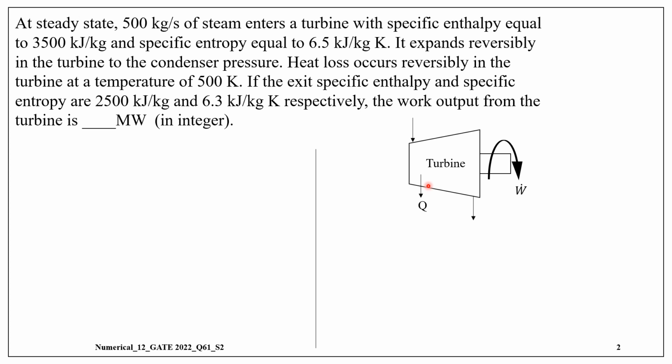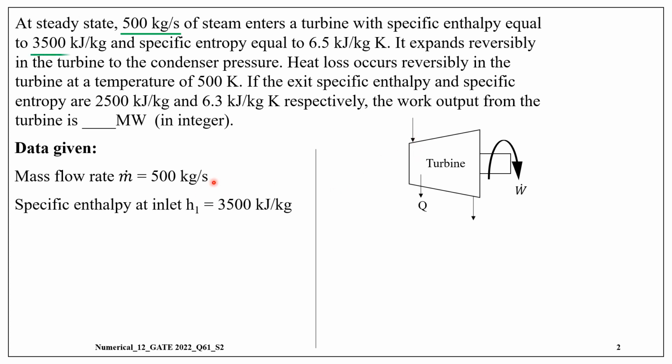What are the data given in the problem statement? Mass flow rate. So how much quantity of steam is flowing into the turbine per unit time is given. Mass flow rate, m dot. Specific enthalpy at inlet. So this is the inlet. What is the specific enthalpy? It is given there.